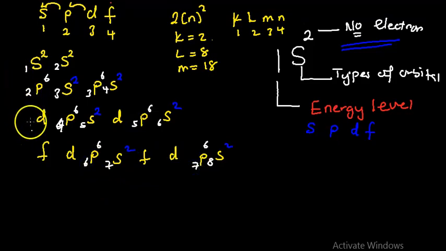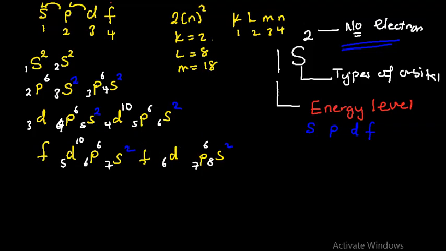What about the next one? If this is 1, this is 2, the D is going to be 3. This is going to be 4. And this is going to be 5. This is going to be 6. Numbers of electrons on D is simply going to be 10. Anywhere you see D, just feel free to put 10, 10, 10, 10.